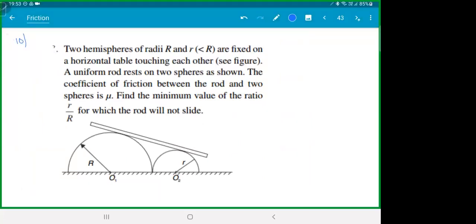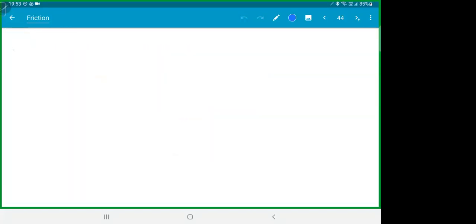This would be your 10th homework. You kept a rod on 2 spheres and it is about to slide. Find the ratio of small r by capital R. Clear? This is one. The 11th one is even nicer. This is pretty good. Everyone should definitely spend some time on these 2 questions, especially the 11th one. If you spend even 20 minutes, it is worth it.